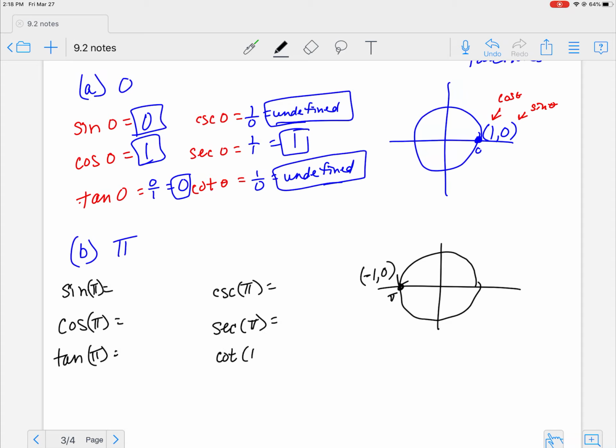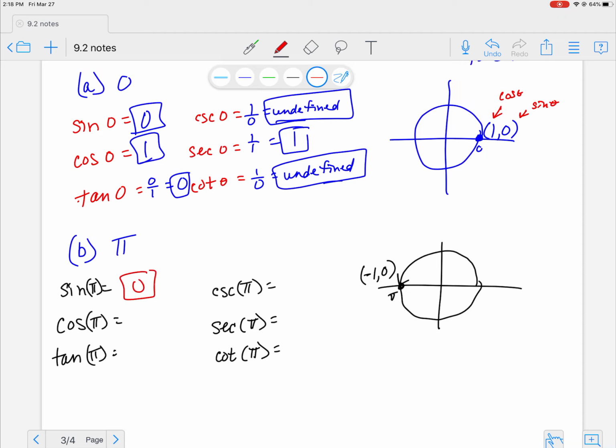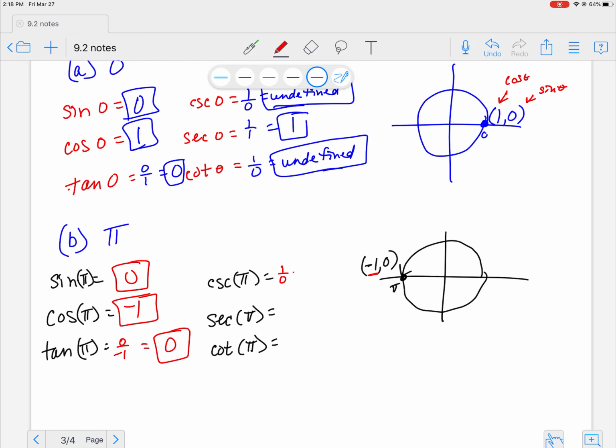And then I have cosecant of pi, secant of pi, because those are reciprocals, cotangent of pi, the reciprocal. So sine is my y value. What's the y value here? 0. What is cosine? That's my x value of -1. Tangent, sine over cosine. So 0 over -1 will give me 0.